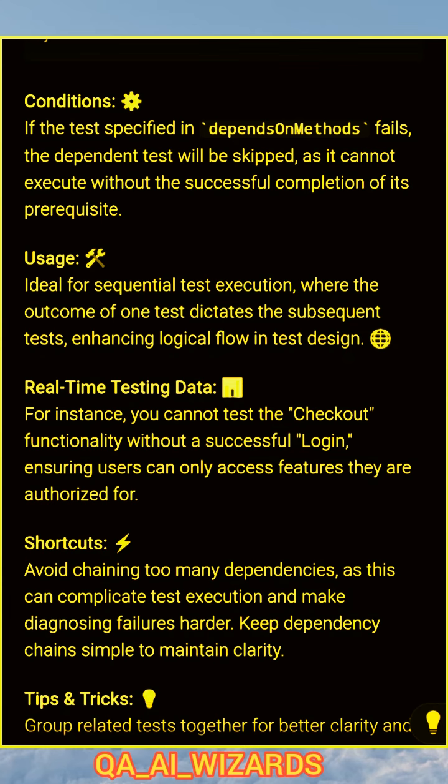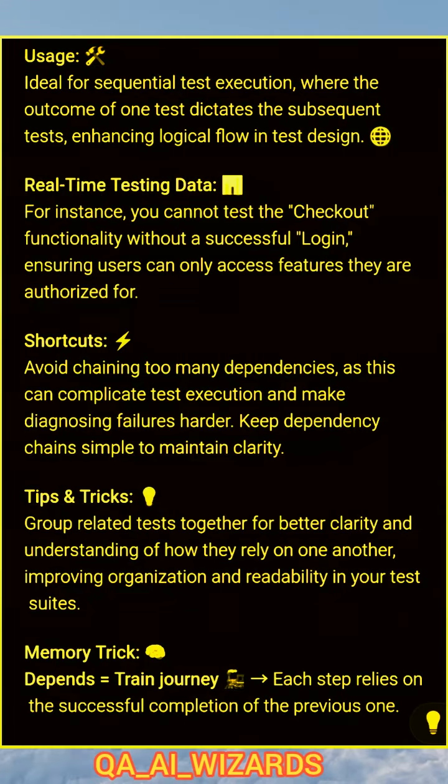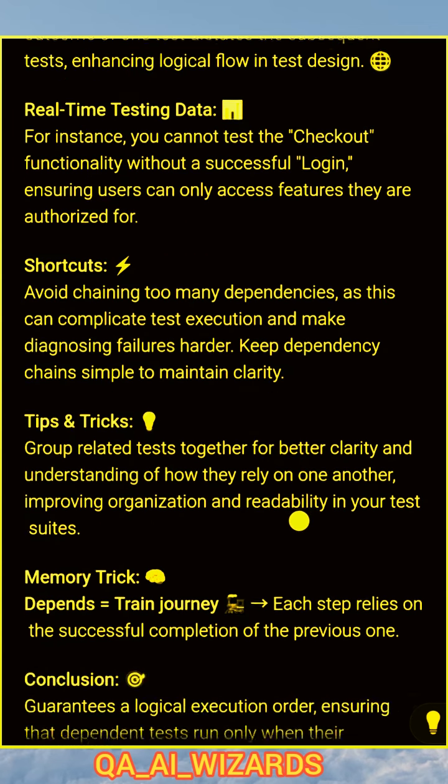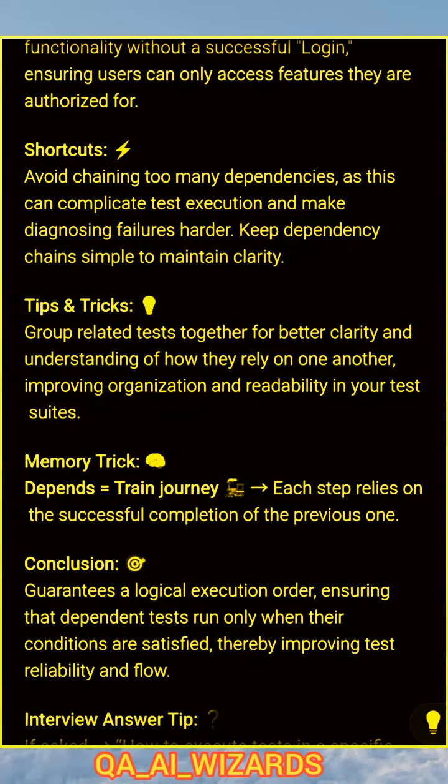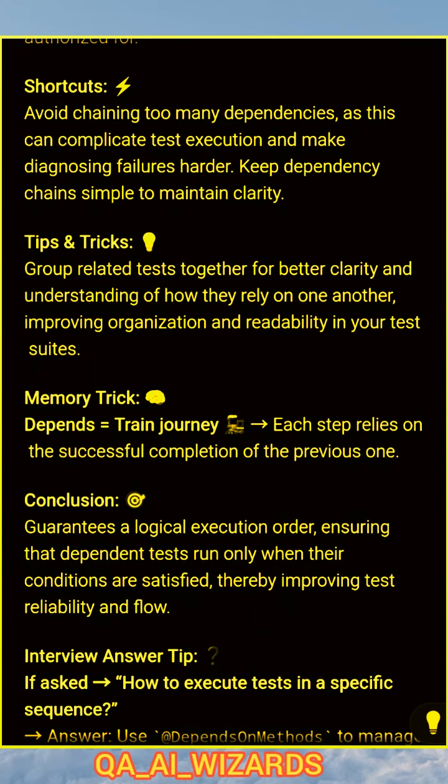Pitfalls: avoid chaining too many dependencies, as this can complicate the test execution and make diagnosing failures harder. Keep the dependency chains simple to maintain clarity. Tips and tricks: group related tests together for better clarity and understanding of how they rely on one another, improving the organization and readability in your test suites. Memory trick: depends equals train journey. Each step relies on the successful completion of the previous one.